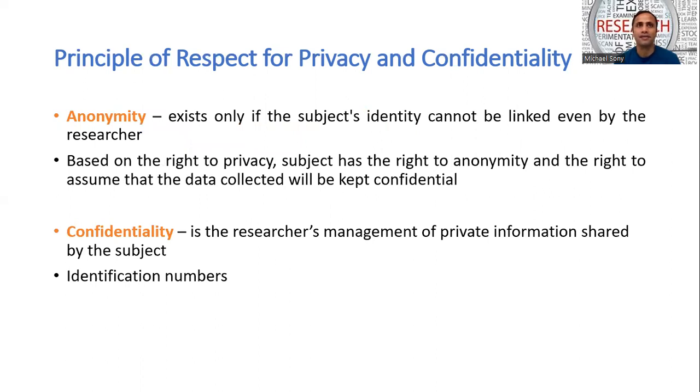Every individual has a right to be anonymous. The subject's identity should not be revealed unless written consent is given by them. So based on the right to privacy, the subject has the right of anonymity. Confidentiality is how the researcher manages the private information shared by the subject. The researcher should not pass the information to a third party, or use the information for any ulterior motives. This should be carefully noted by the researcher.